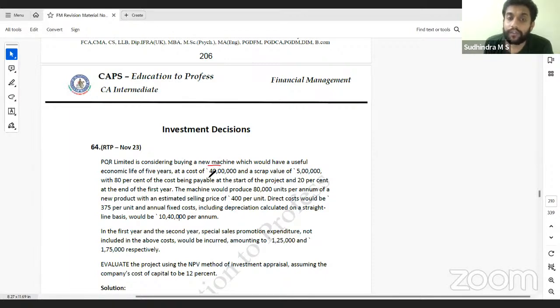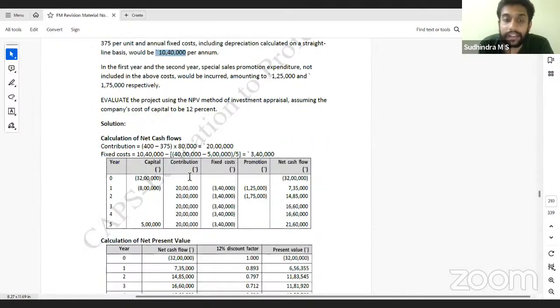So what would be the depreciation? 40 lakh is the cost. They are telling straight line method. 40 lakh divided by 5, 8 lakh. So of the 10,40,000, 8 lakh is depreciation. Scrap value is there. Correct. So 40 lakh minus 5 lakh, 35 lakh divided by 5, 7 lakhs. Correct. So 10,40,000 minus 7 lakh, 3,40,000 is the balance fixed cost.